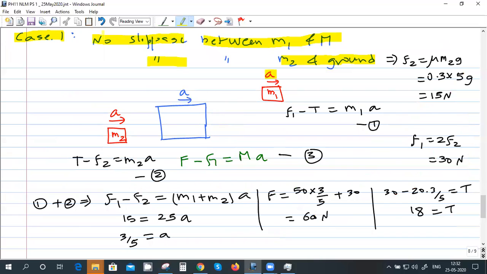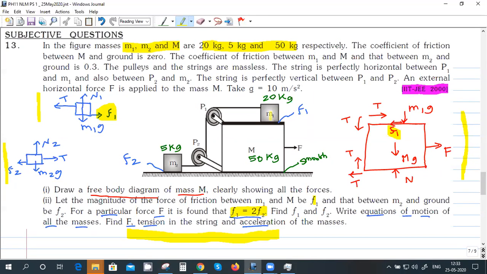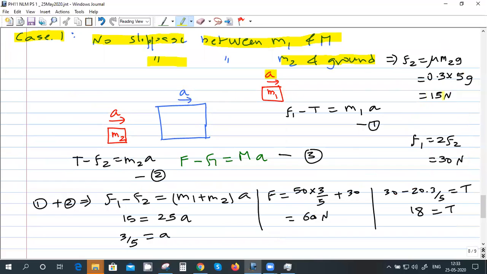So I've taken this particular case 1, where there is no slippage between M1 and capital M, but there is slippage between M2 and ground. When there is no slippage between M1 and this big mass, and the big mass is moving towards right, definitely M2 also has to move. Once M2 is moving, there has to be a slippage between M2 and the ground. Without M2 slipping, it's not possible, because the string length is constant. Since M1 is moving, M2 has to move with respect to the ground. So there should be slippage between M2 and the ground. Is it clear? Okay. So that is the case I've taken.